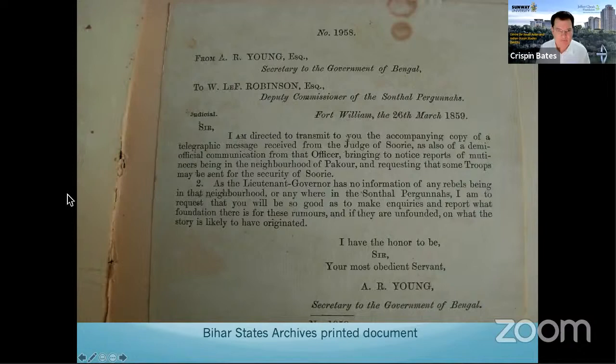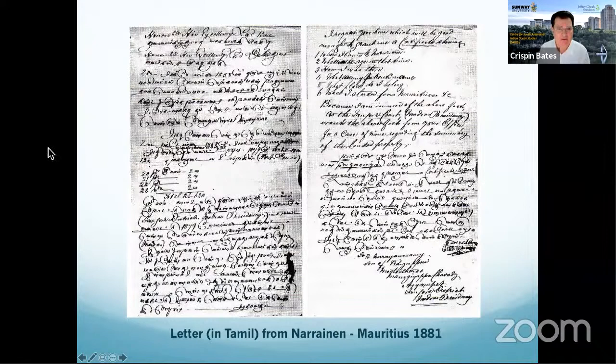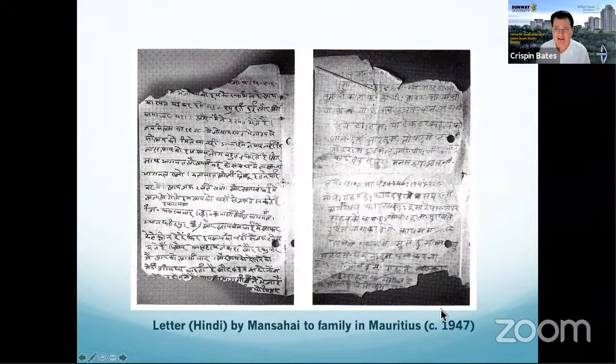These are letters that were found in Mauritius, an Urdu letter from Said Unisa Begum to her husband in Mauritius, which got retained in the post office because it couldn't be delivered. This is a letter in Tamil written by Narayanan in Mauritius in 1881. And this is a letter in Hindi written by Mansahai to his family in Mauritius in 1947. Again, the lost letters office of the post office kept this and it was never destroyed.